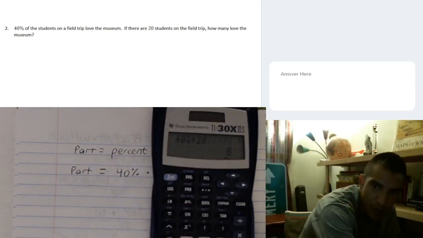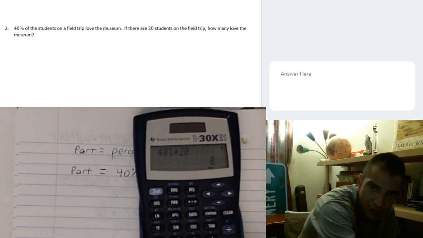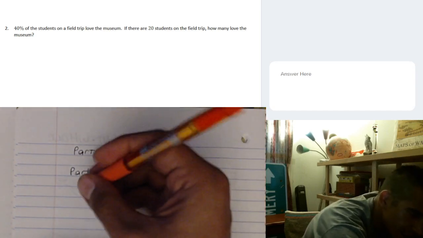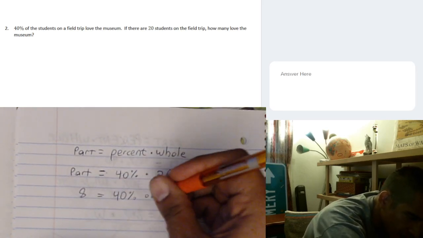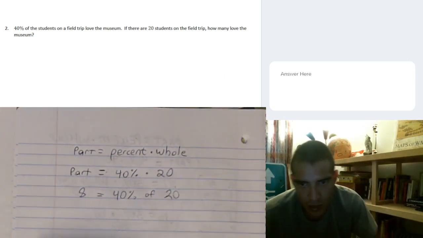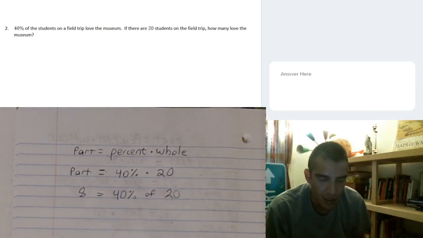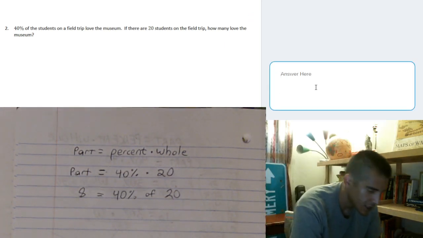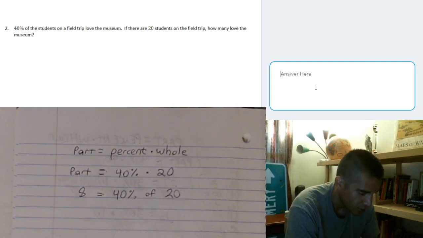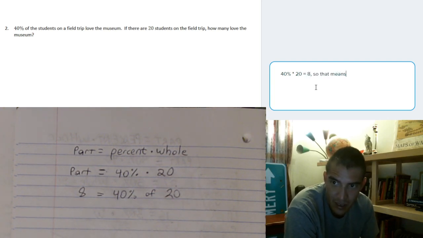And the part, 40% of 20 is 8. So 8 equals 40%. I'm just going to use the word of because of means multiplication. 8 is 40% of 20. So what I want you to do is in a full sentence, how many kids love the museum? In fact, I'm even going to show my work. I'm going to do 40% times 20 equals 8. So that means that 8 students loved the museum.